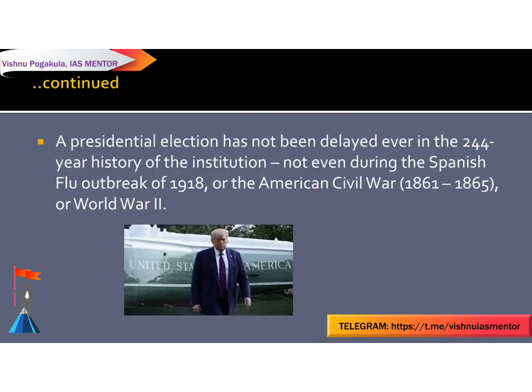A presidential election has never been delayed in 244 years of history, not even during the Spanish flu outbreak in 1918, the American Civil War from 1861 to 1865, or World War II. It has not been delayed in 244 years, not even during very difficult situations or any crisis like the Spanish flu outbreak, the Civil War, or World War II. It has never been delayed in 244 years of history.